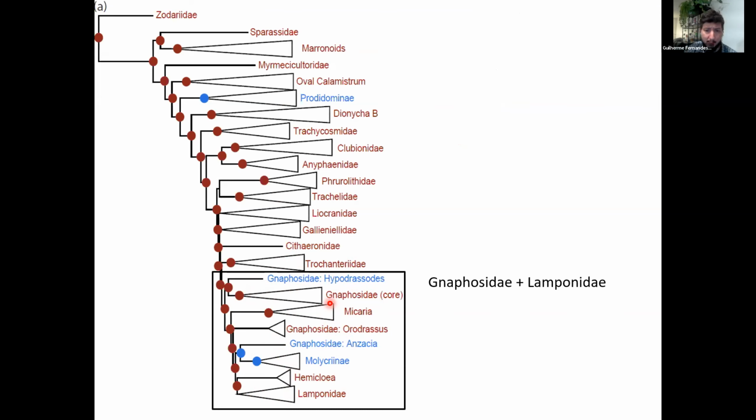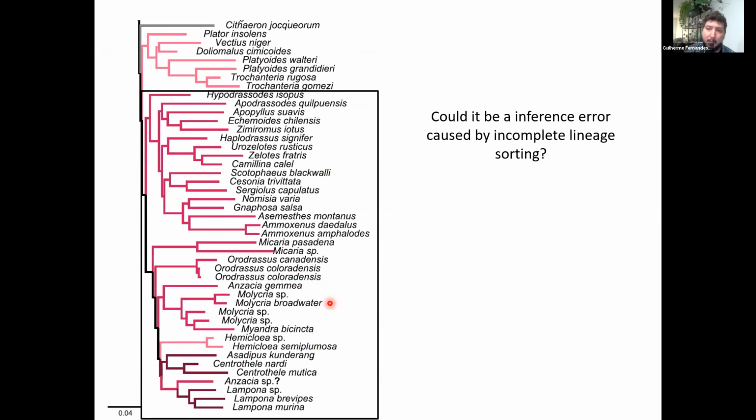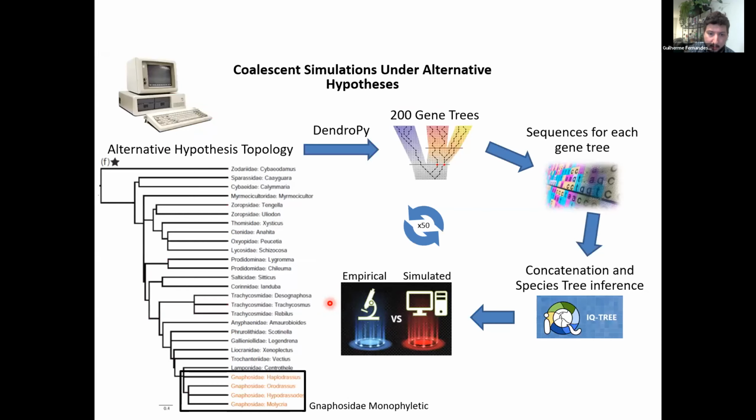And also, if you look at this, we can see that Gnaphosids and Lamponids are together. So Gnaphosids are paraphyletic in relation to Lamponids. If you take a closer look at this part of the tree, we thought it could be an inference error also caused by incomplete lineage sorting. So we did the same test with a simulation. We simulated Gnaphosids and Milliconines with a long base of the piriform spigot, and also Gnaphosids being monophyletic, but with a lot of incomplete lineage sorting.